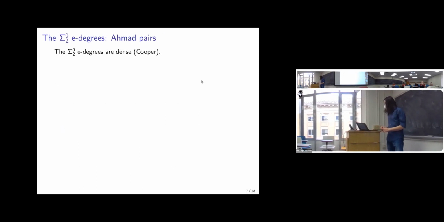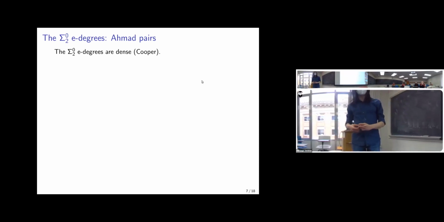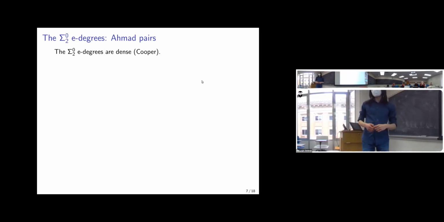Okay, so now some context. Now I'm going to explain what unusual things happen in this structure. I need to tell you some history about results in this structure. Cooper showed that the Sigma02 degrees are dense. In between any two, you can find another one.